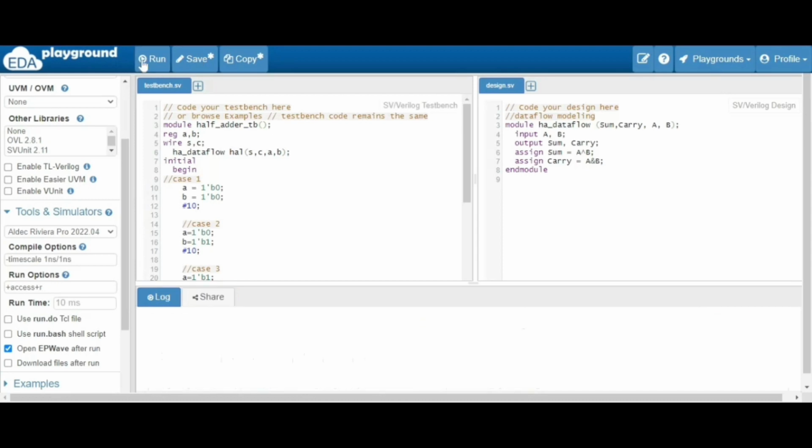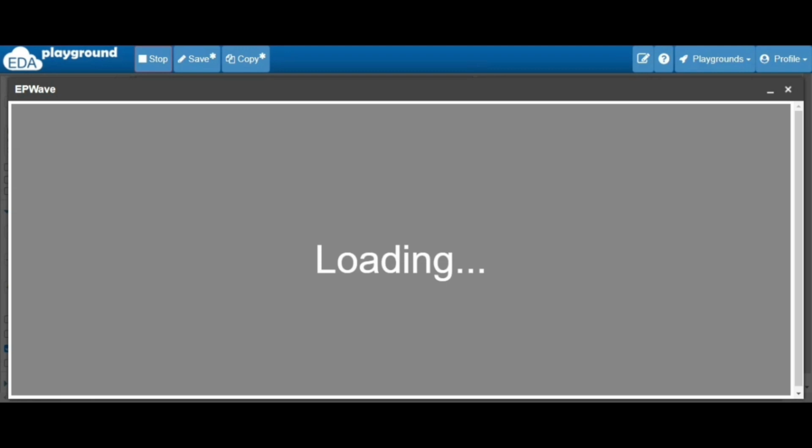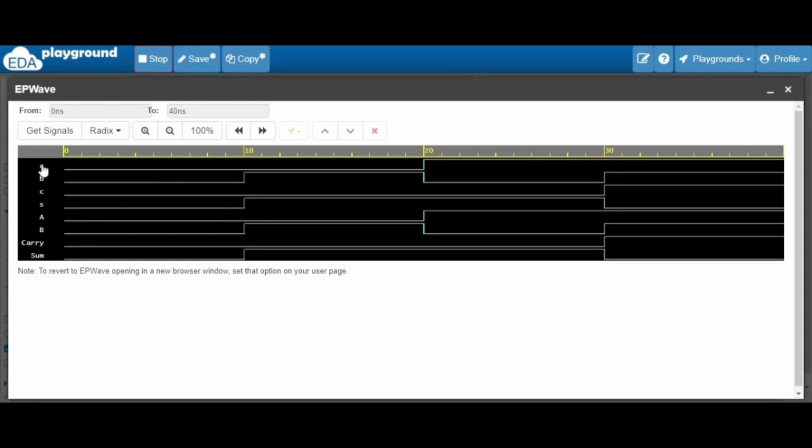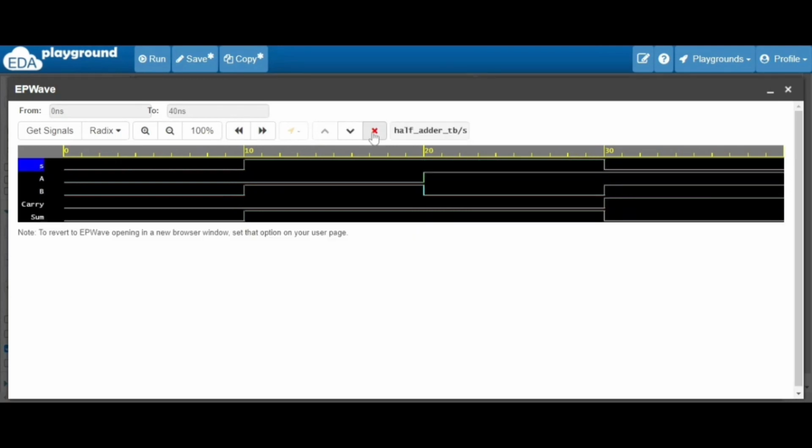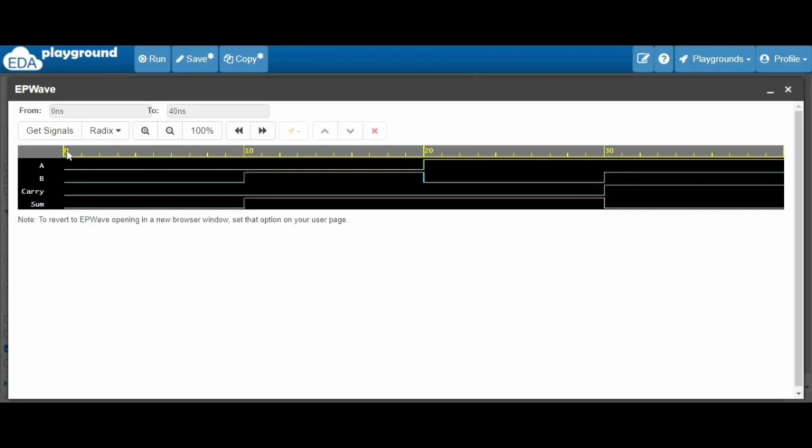Let's simulate the circuit. So there are A, B, C, and D. I don't want to show these waveforms repeatedly. We have two inputs and two outputs. At 0 nanosecond, both inputs and both outputs are 0. After 10 nanosecond, B goes high and sum goes high. Carry remains low.